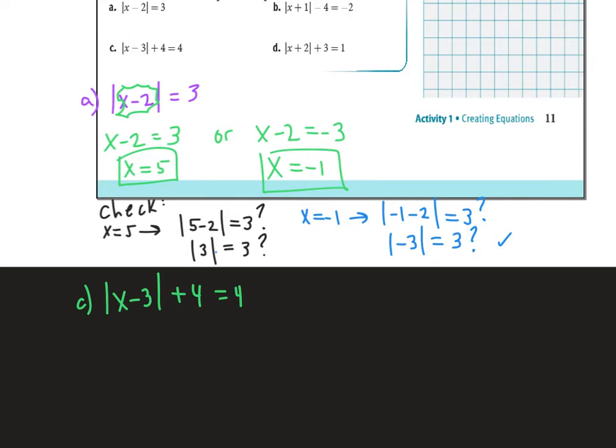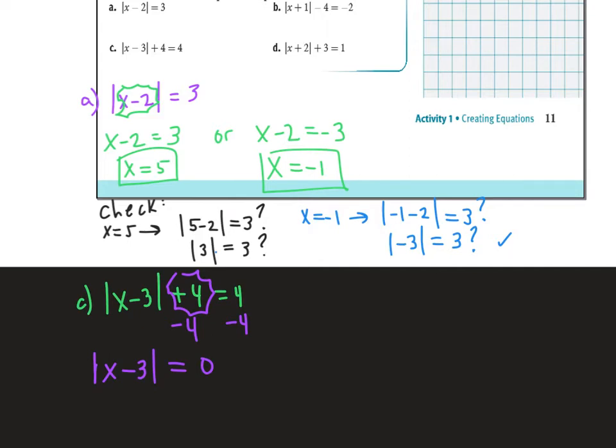So in this case now we do have to do some work. We're not ready to split this up into two cases yet because I have that plus 4 sitting on the outside here. So we need to take care of that first. So I'm going to subtract 4 from both sides to get the absolute value expression isolated, or by itself. So in this case we get the absolute value of x minus 3 equals 0.